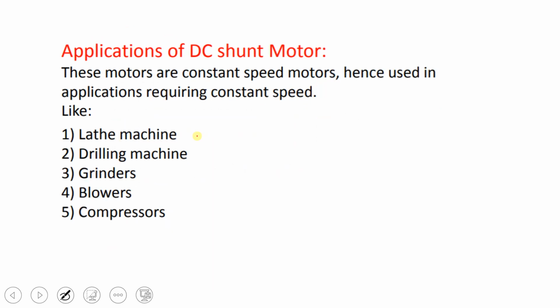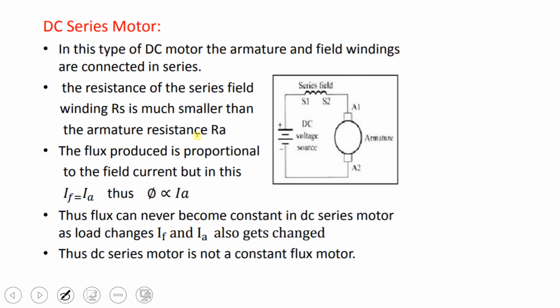These are the applications where DC shunt motors are used: lathe machines, drilling machines, grinders, blowers, compressors. Then the second type of machine, the DC series motor. In this type of DC motor, the armature and field windings are connected in series. This is the field winding and this is the armature, and both are in series. The resistance of the series field winding is much smaller than the armature resistance Ra.